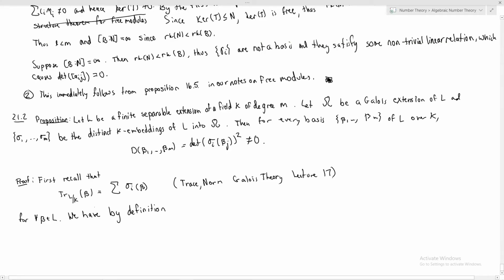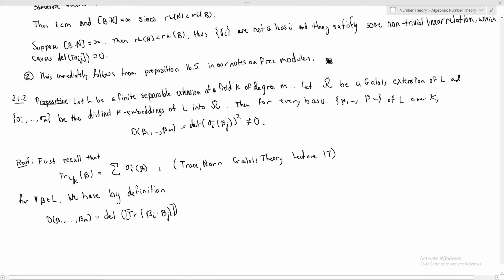Okay. The discriminant of these guys, beta 1 through beta m. Well, this is the determinant of the trace of the product. Okay, so this is the Gram matrix with respect to the betas. And remember our bilinear pairing here is the trace, where you multiply the two elements and then you take their trace.